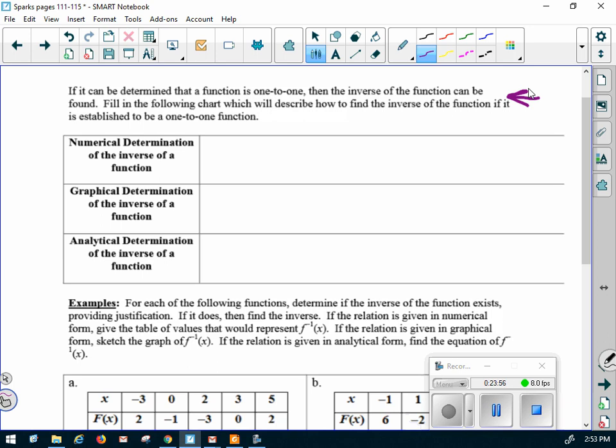Analytical, this is what you did in Algebra 2. You switched x and y in the equation because the domain and range switch, because you're reflecting over the line y equals x, which means if (x, y) is on the curve, (y, x) is on the curve. Go to the examples.